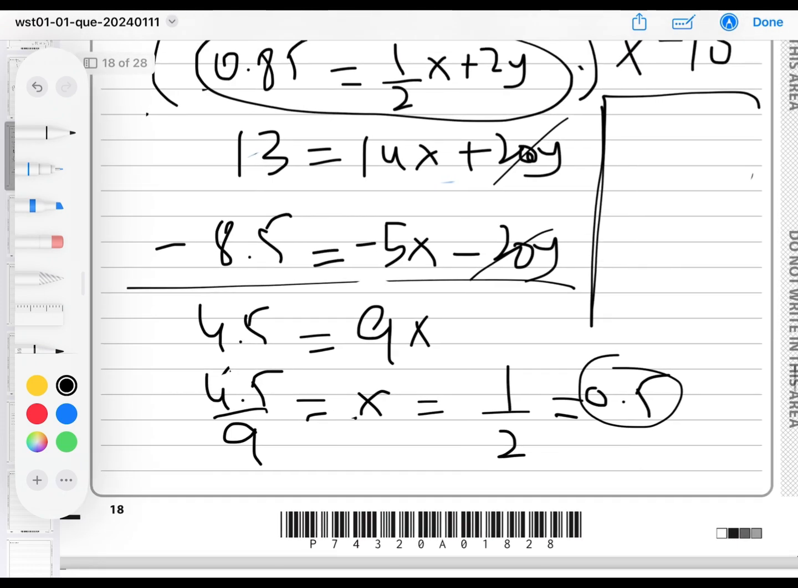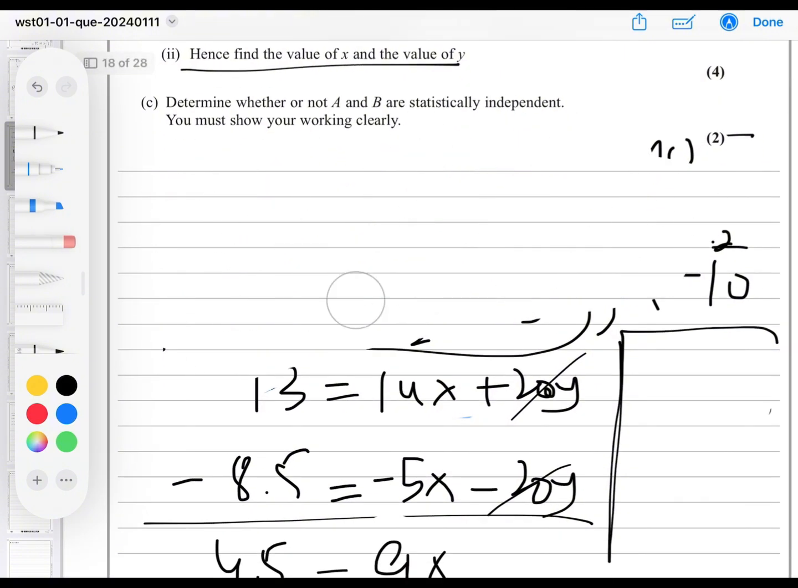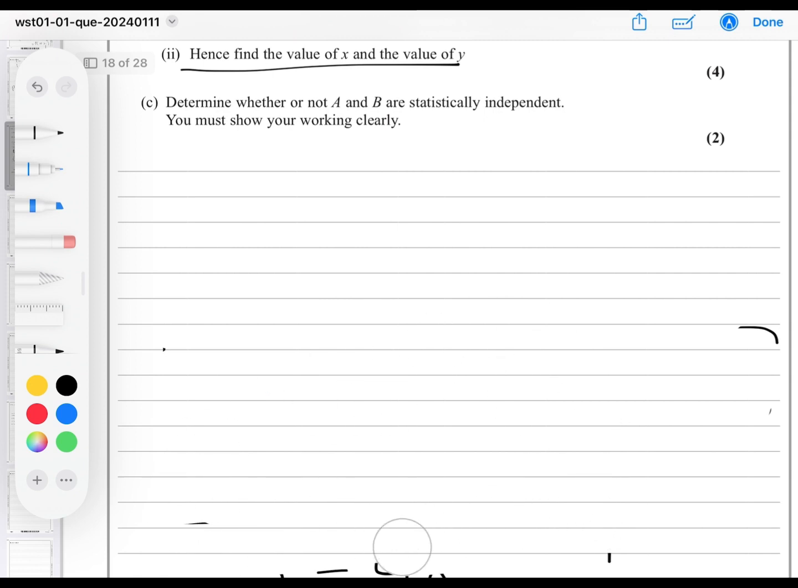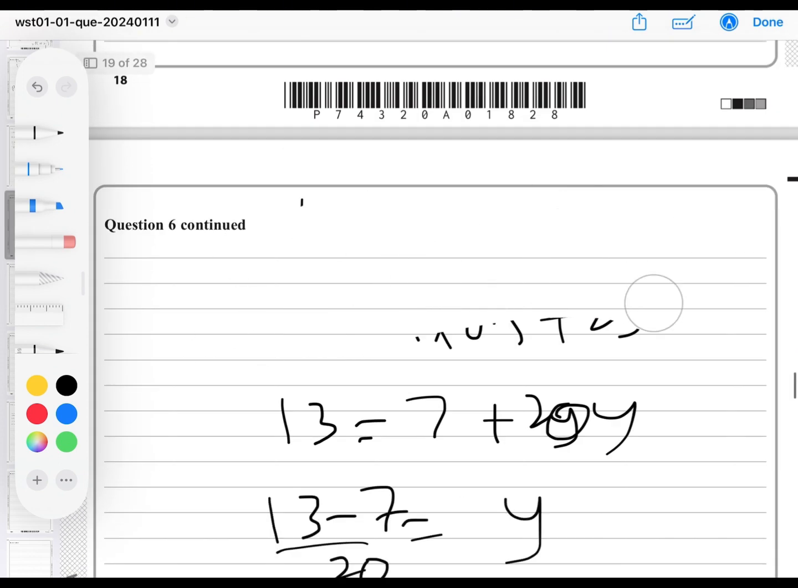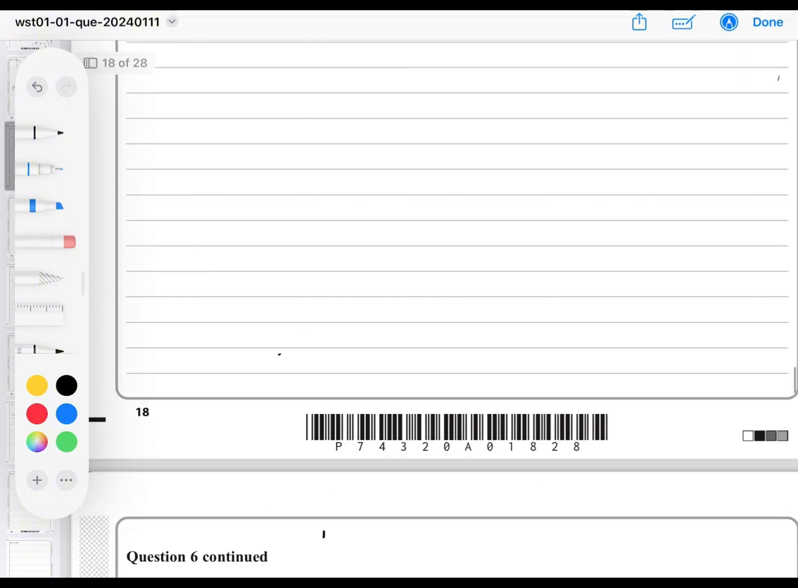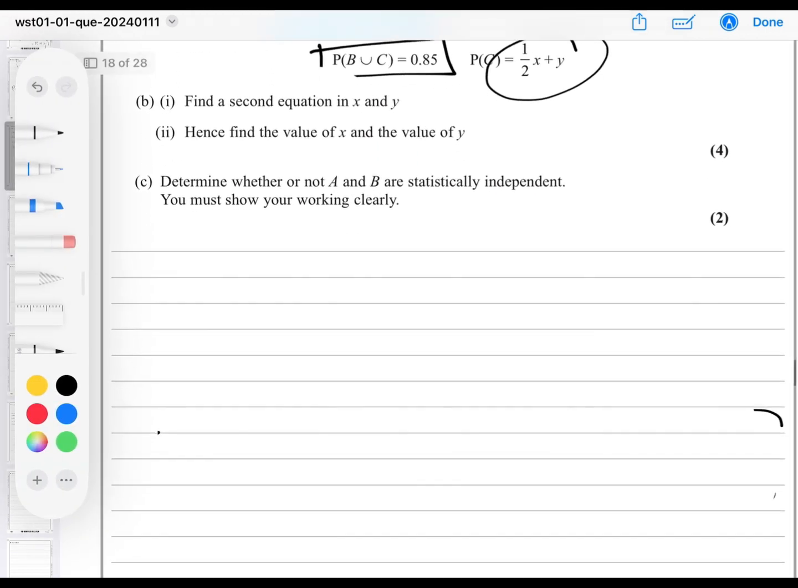Now moving towards the last part of the question. The last part of the question is to determine whether or not A and B are statistically independent. Okay, let me clear this.